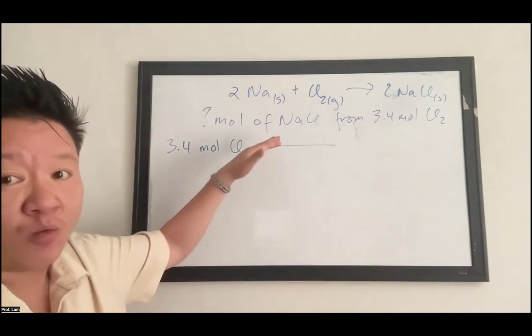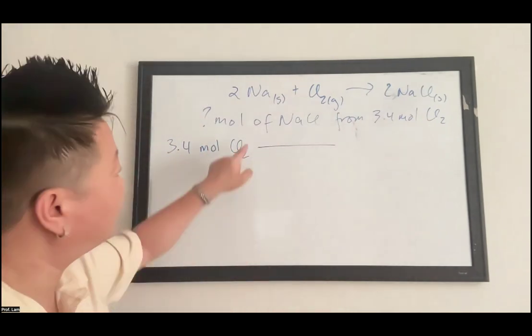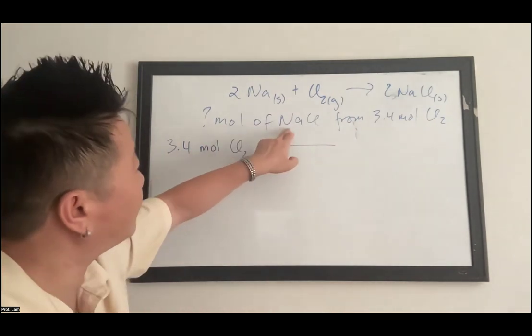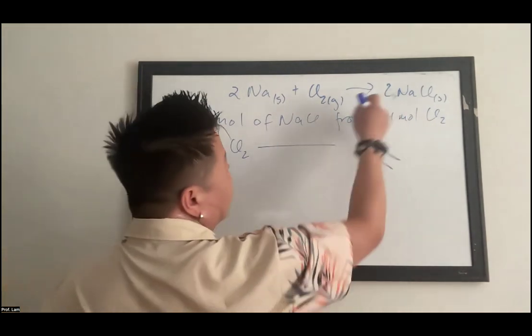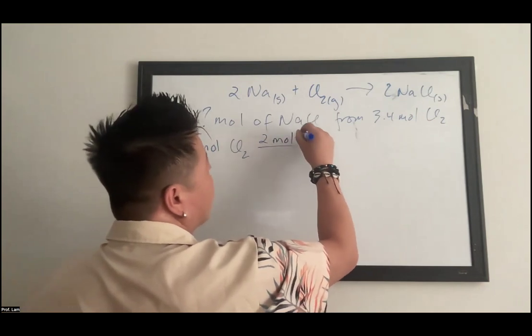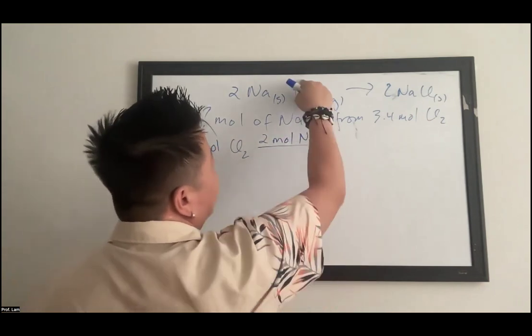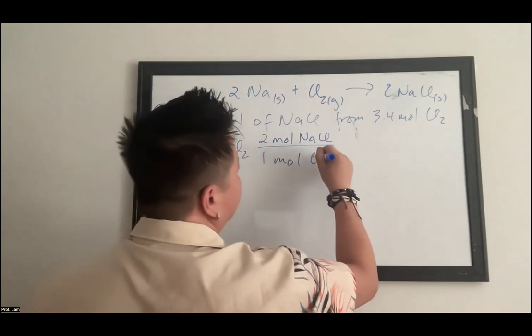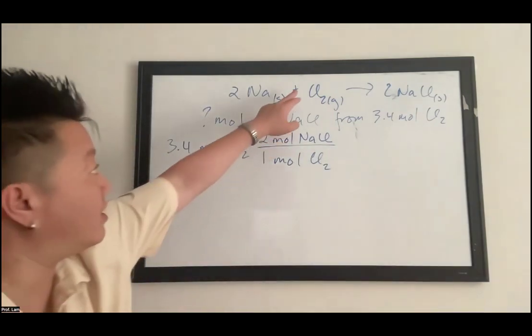Now, the next step is which one goes on top, which one goes on bottom? Well, the one that's desired. We want moles of NaCl out. So the 2 is going to go on top: 2 moles of NaCl over 1 mole of Cl2. That's an implied 1 up there.